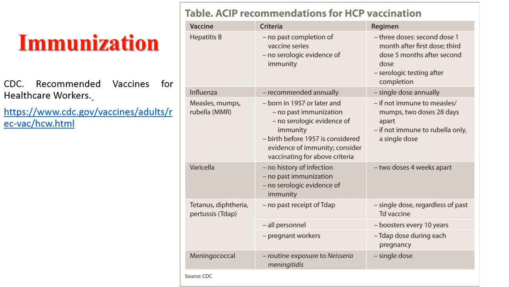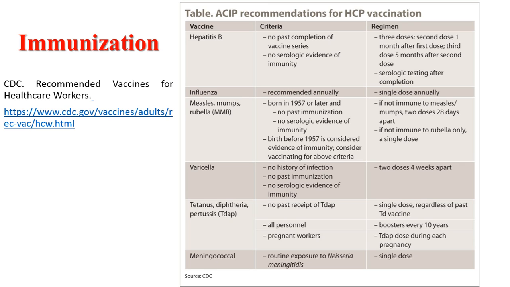varicella vaccine, tetanus, diphtheria, and pertussis, that comes in the form of DPT, and in some places it is also called TDAP. T stands for tetanus, D stands for diphtheria, AP stands for acellular pertussis vaccine. However, in India, we are mainly using DPT, where P stands for whole cell pertussis vaccine, and meningococcal vaccines. So these are some of the vaccines recommended by WHO and CDC.